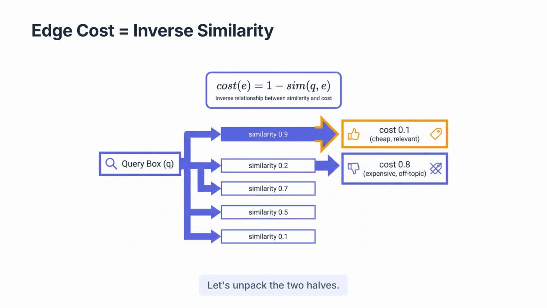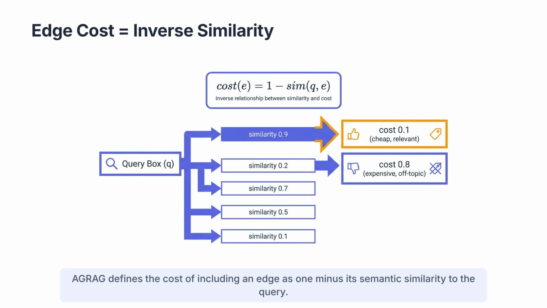Let's unpack the two halves. First, edge cost. AGRAG defines the cost of including an edge as 1 minus its semantic similarity to the query. So an edge whose facts are highly relevant to what you asked is nearly free, while an off-topic edge is expensive. Because we are minimizing total cost, the optimizer is naturally pulled toward edges the query actually cares about. Relevance becomes cheapness.